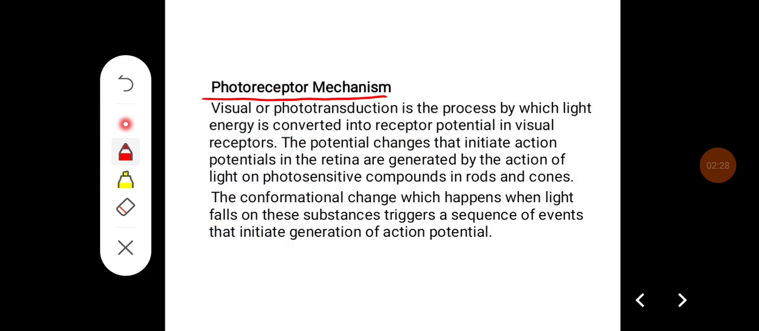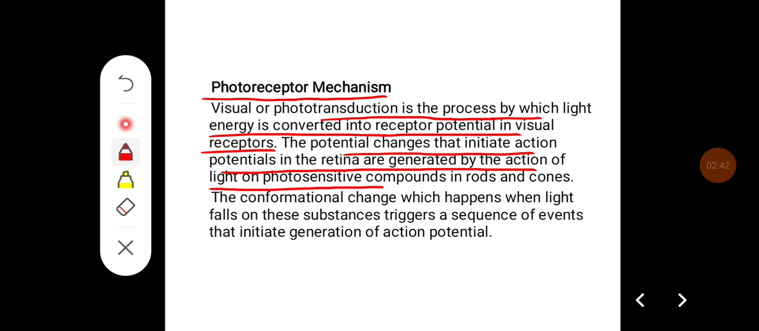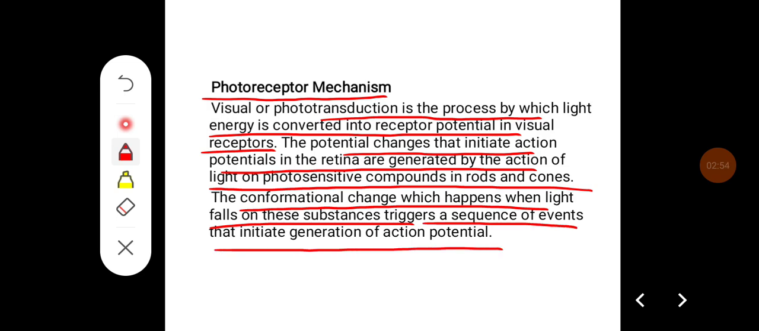Photoreceptor mechanism. Phototransduction is a process by which light energy is converted into receptor potential in visual receptors. Potential changes that initiate action potential in the retina are generated by the action of light on the photosensitive compounds in rods and cones. The conformational change which happens when light falls on these substances triggers a sequence of events that initiate generation of action potential.